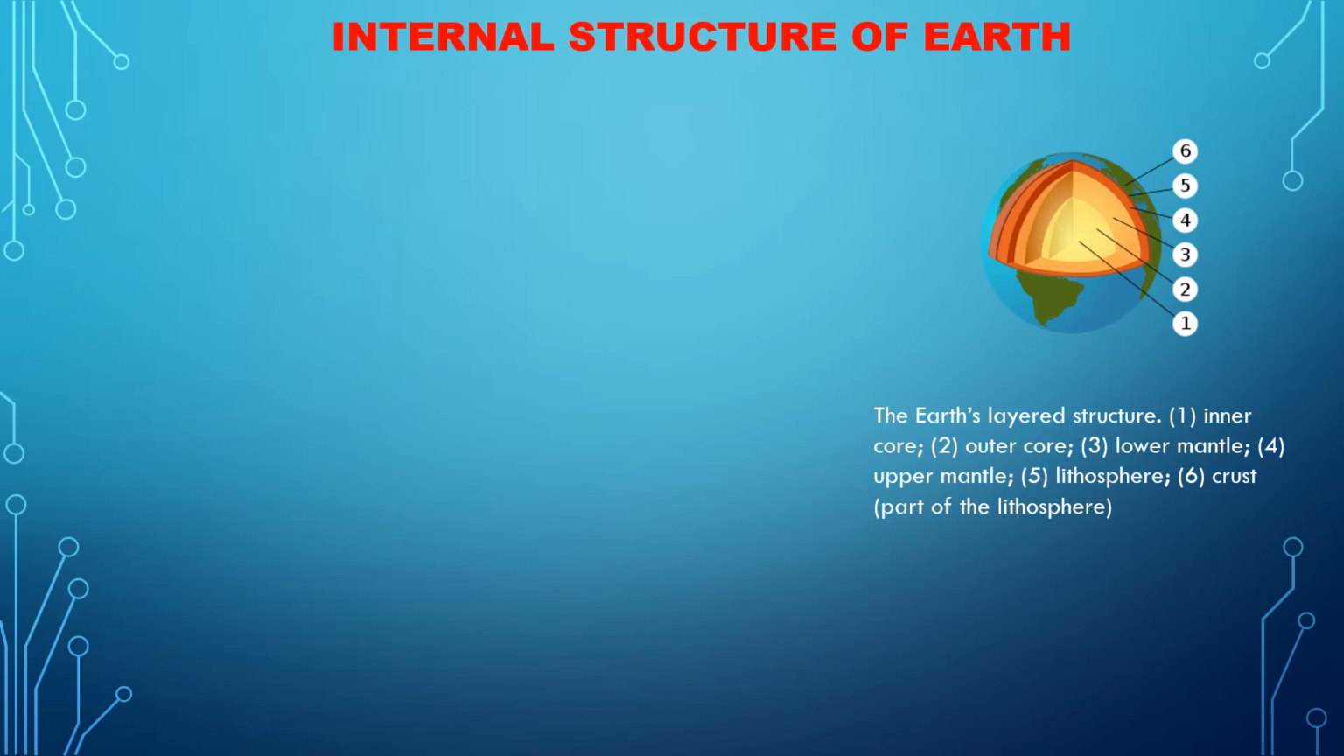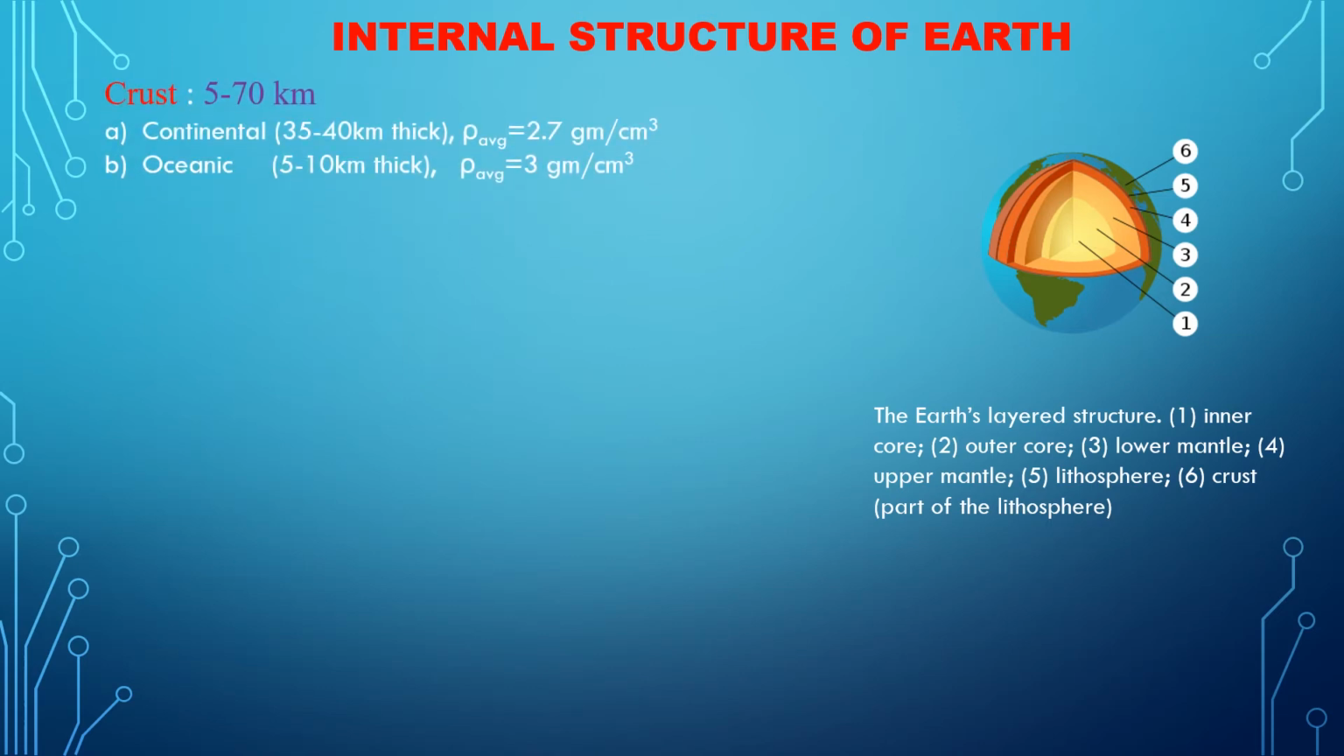Now this is the slide of the internal structure of the earth. There are three structures, onion-like shells: the crust, the mantle, and the core. The crust ranges from 5 to 70 kilometers. There are two types: one is continental crust and another is oceanic crust. You can see that this is the outer layer, the crust, and the second is called the oceanic crust.